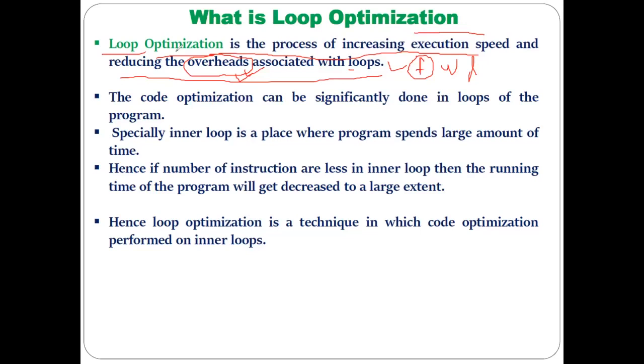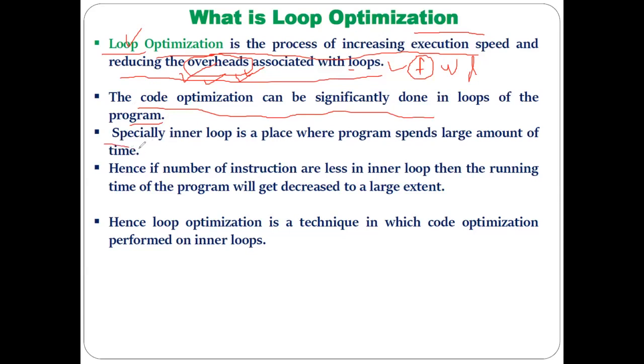So here I have mentioned the same thing. Loop optimization is the process of increasing the execution speed and reducing the overhead associated with the loops, reducing the unnecessary iteration and unnecessary looping. That is called loop optimization. Okay. So code optimization can be done significantly in the loops of the program. Through loop optimization, your overall code also gets optimized, and because of that, the overall execution speed of the program also improves.